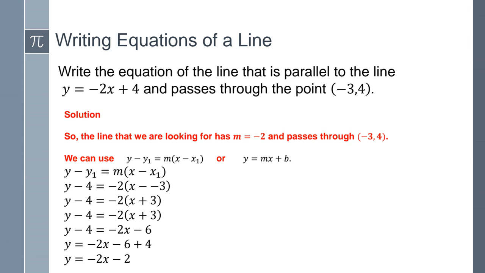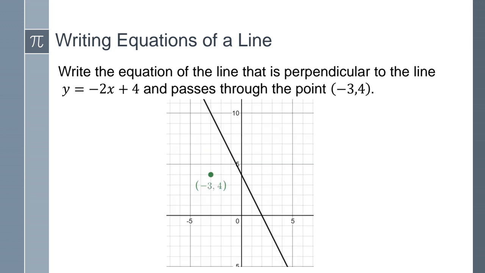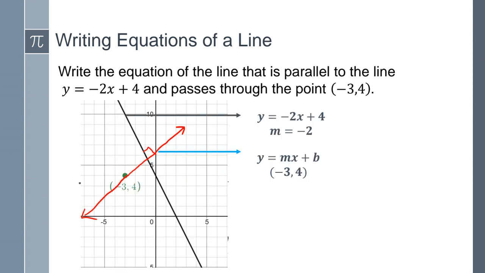minus 2. Now, they have the same equation and the same point, but now they're looking for the line that's perpendicular to the line here, and that passes through the point negative 3, 4. It's going to be very similar to the previous example that we did, but the only difference is that perpendicular lines have the opposite reciprocal.